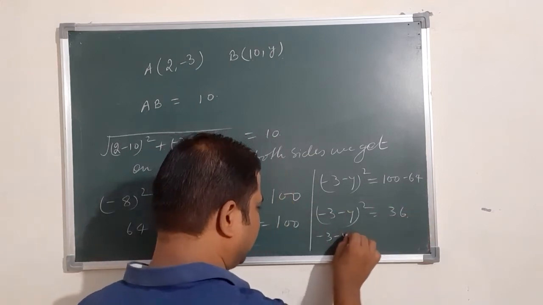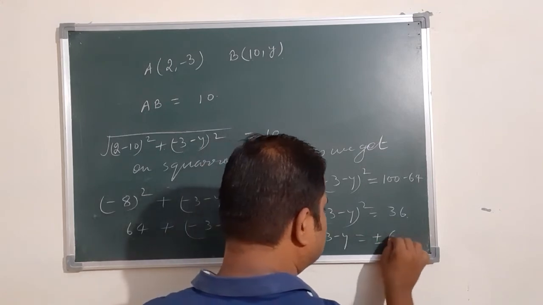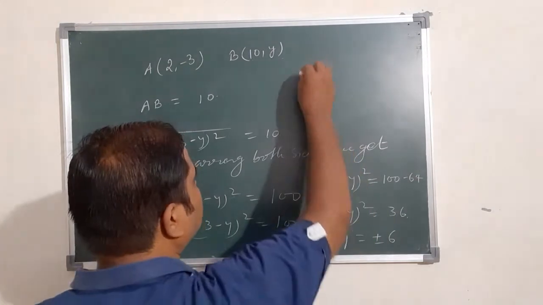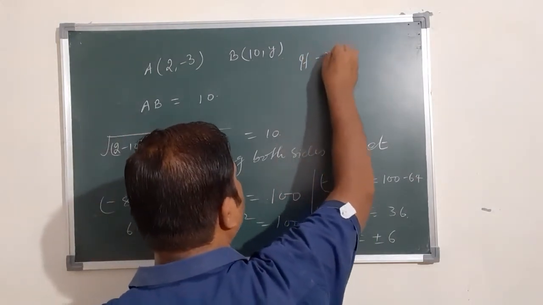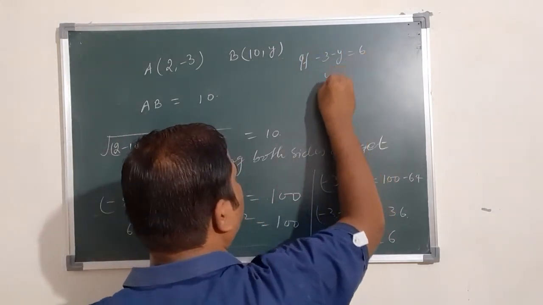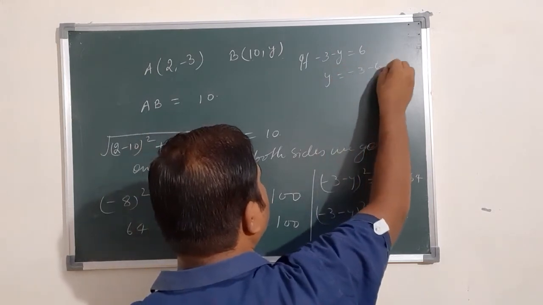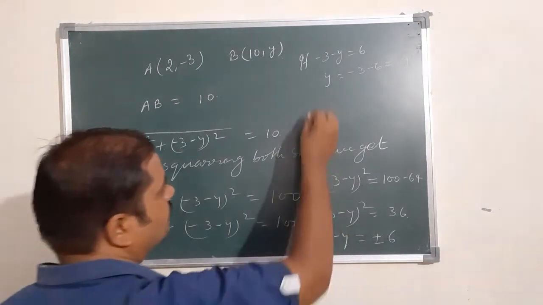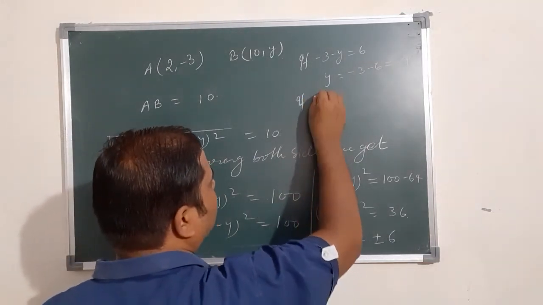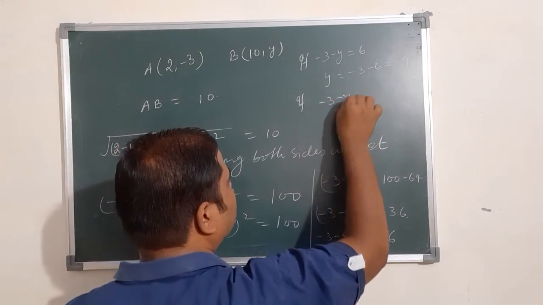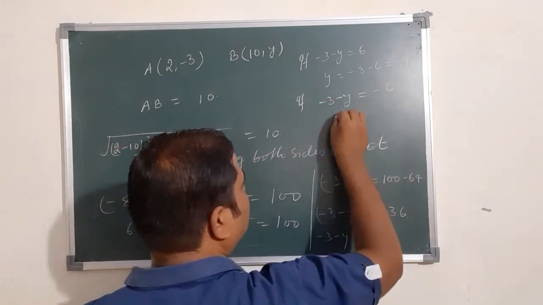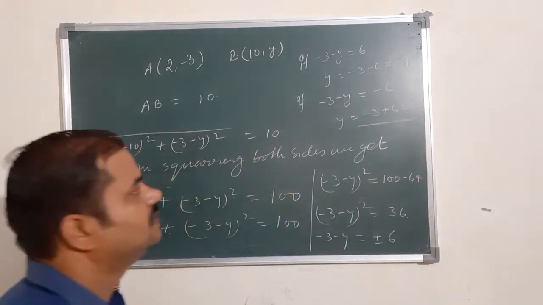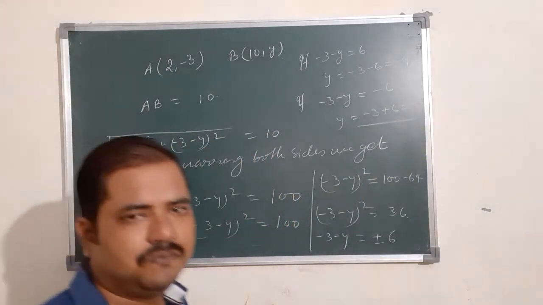So −3−y is equal to ±6. When we take the positive value, that means if −3−y is equal to +6, then y will be −3−6. This is −9, see? And if −3−y is equal to −6, then y is equal to −3+6. This is 3. So these are the values of y.